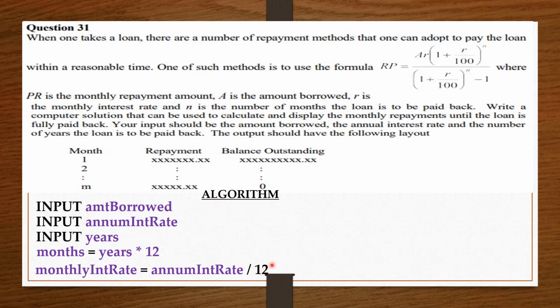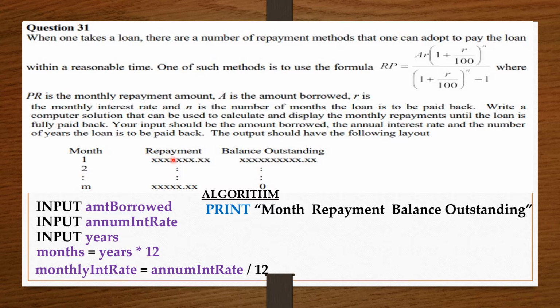Now with this, let's print out this table, with the first column being the month, the second column being the repayment, and then the last being the balance outstanding. Now I'm going to set I to be 1. As you go along, you'll find out why this is. Now I'm going to create a variable called repayment. This repayment is going to store the repayments the user is going to make every single month. Since the user hasn't paid anything yet, we set it to 0.